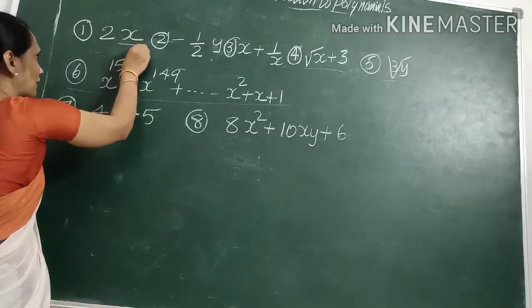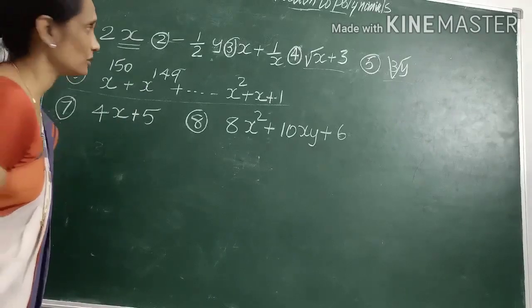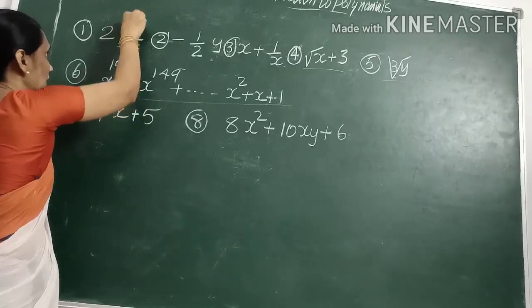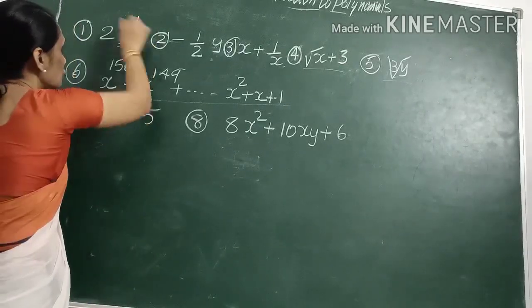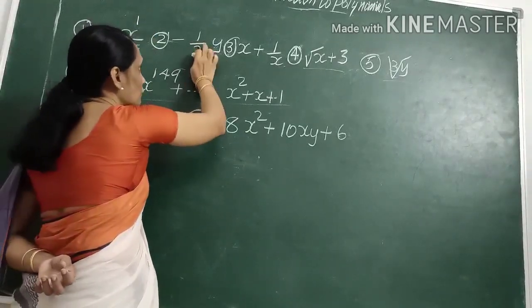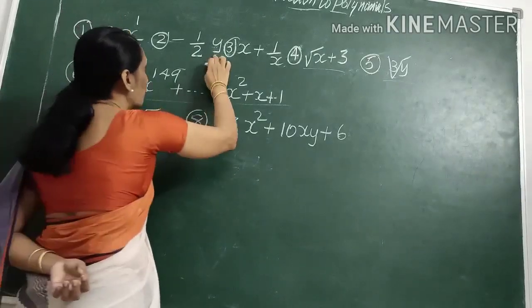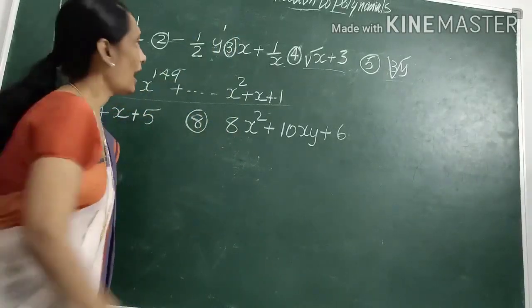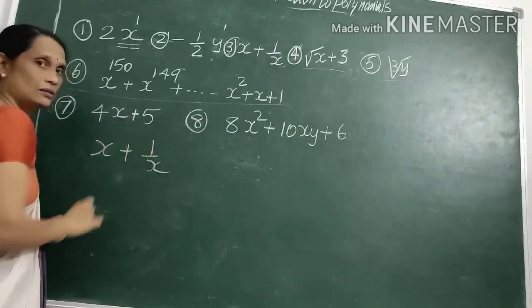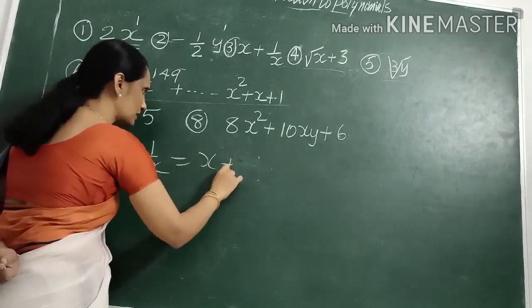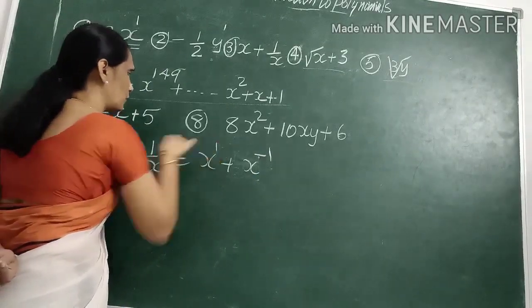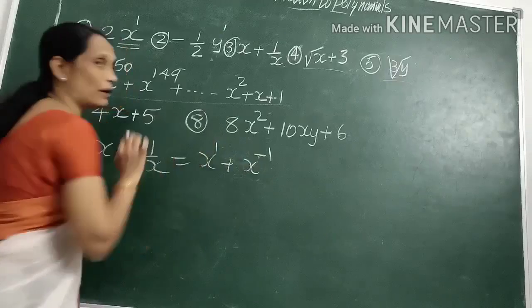Here, what is a literal factor? X is the literal factor. And what is the power of literal factor? X power is nothing, it means 1. Okay, the power is 1. The exponent is 1. And next here, minus 1 by 2y. What is the exponent of y? That also 1. And x plus 1 by x. X plus 1 by x. This is equal to x plus x power minus 1. So, x power is 1 and the second term power is minus 1.